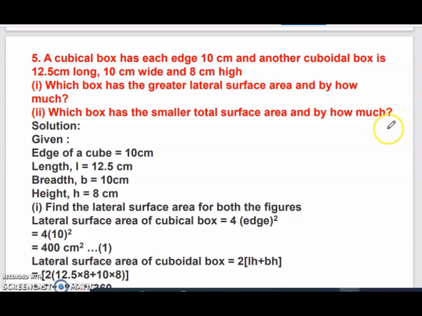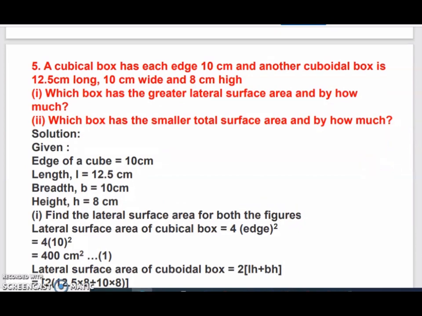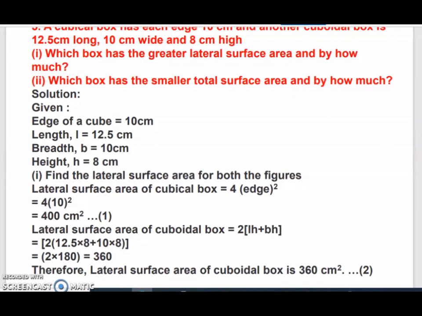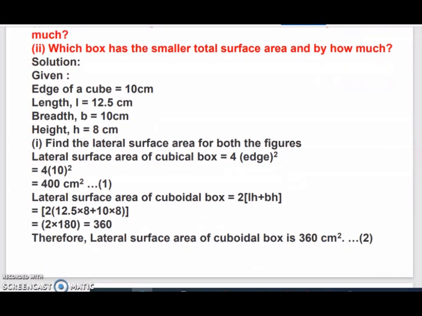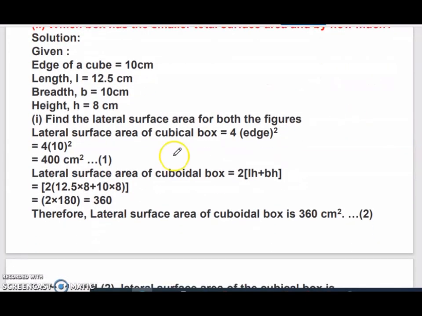You have to find first the lateral surface area of both and compare them. Then you have to find the total surface area of both and compare them. So it is just a direct substitution of formula. Lateral surface area for a cubical box will be 4 into side square. So that is coming as 400 centimeter square, and for the cuboidal box it is coming as 360 when you substitute the given values of length, breadth and height.